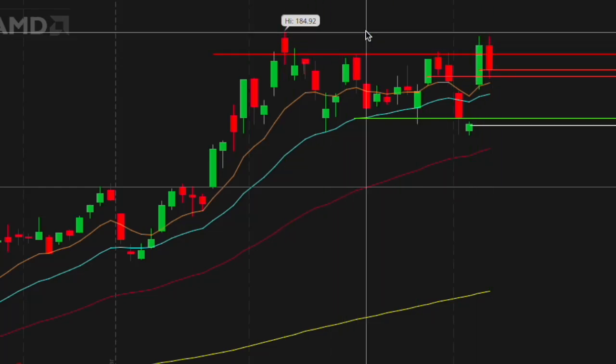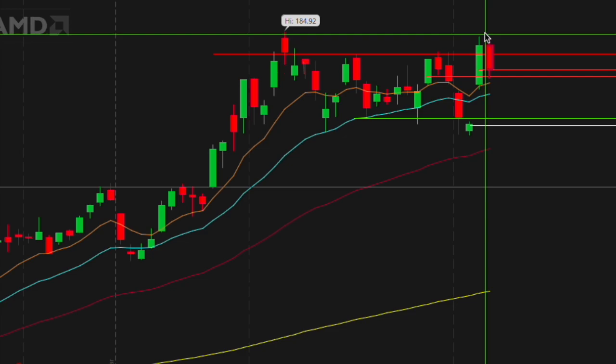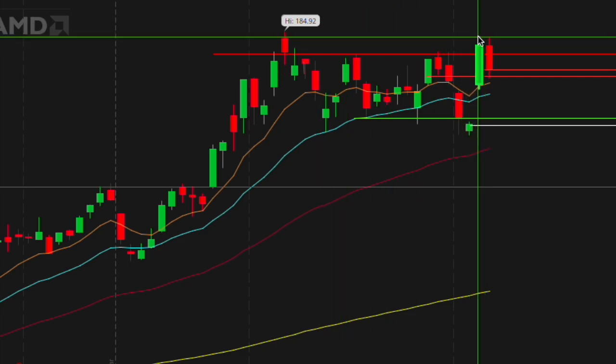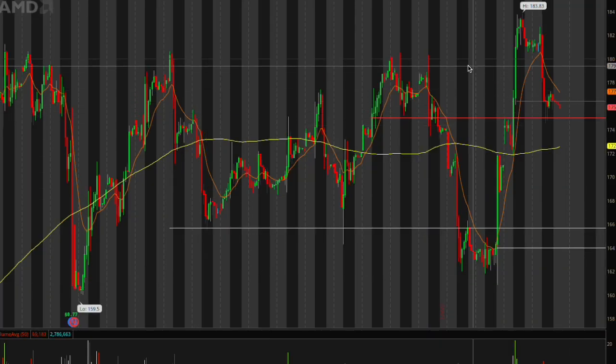So this is the daily chart. You can see here we didn't quite make it to the highs, and we didn't break over the previous day's high. So that's kind of step number one. Now we'll jump over to the hourly chart, and then we'll jump down to the actual entry on the 2-minute chart. On AMD, you can see that 180 resistance level that we broke up.